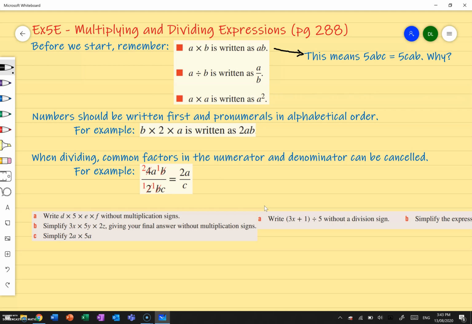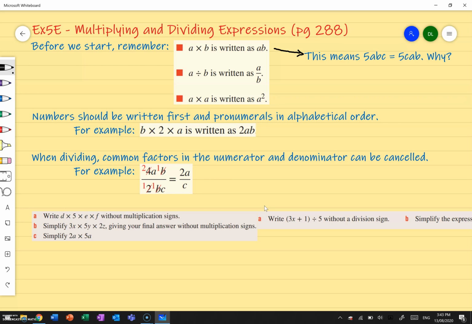Hey Year 7, this video is on exercise 5E, which is on multiplying and dividing expressions on page 288 of your textbook. So before we start, remember that A times B is written as AB. Now this means that 5ABC is the same as 5CAB.